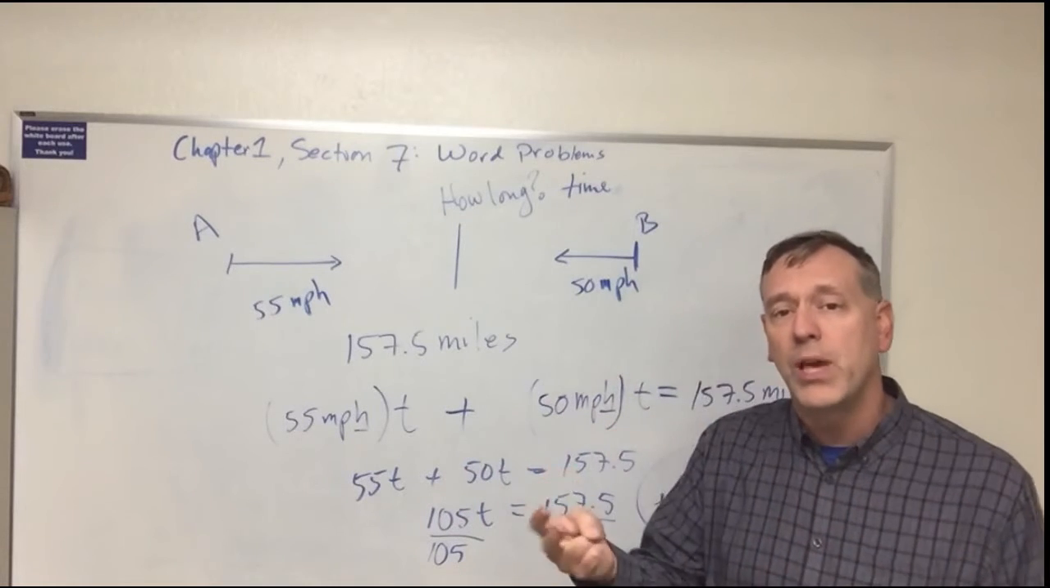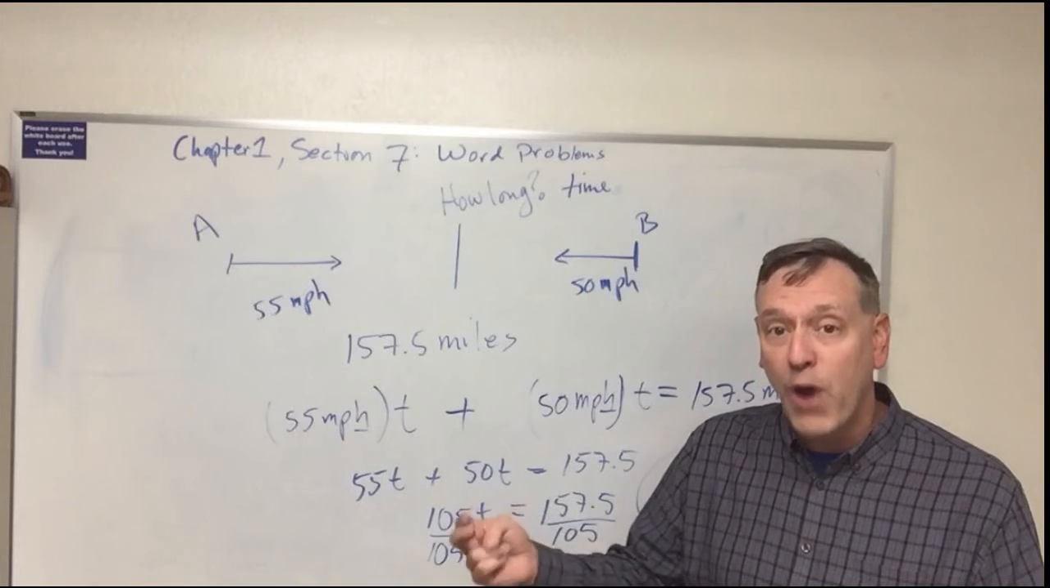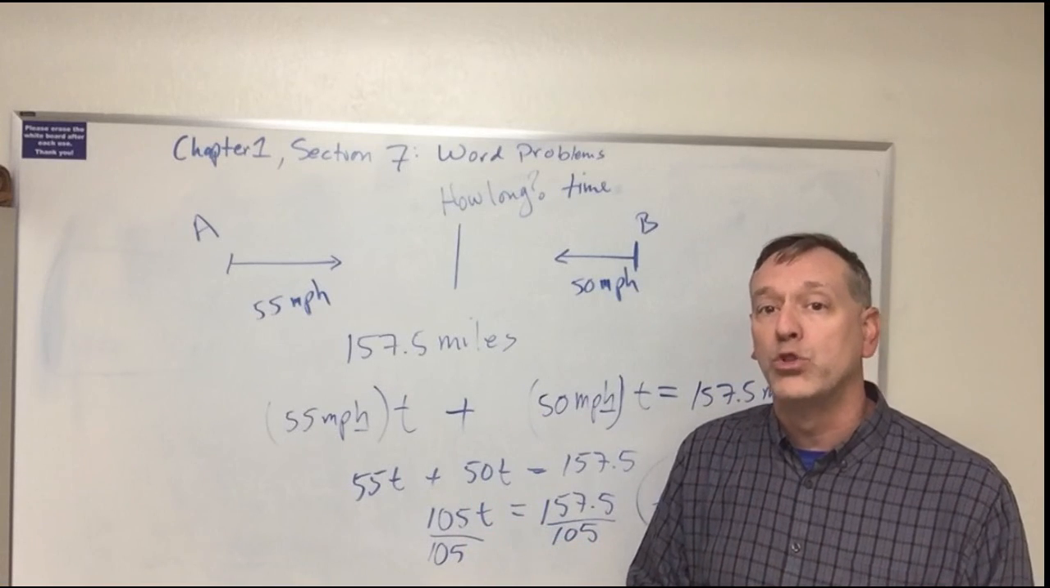And so those are two examples from chapter 7, one on finances, one on travel. You need to know how to do those two types of problems.